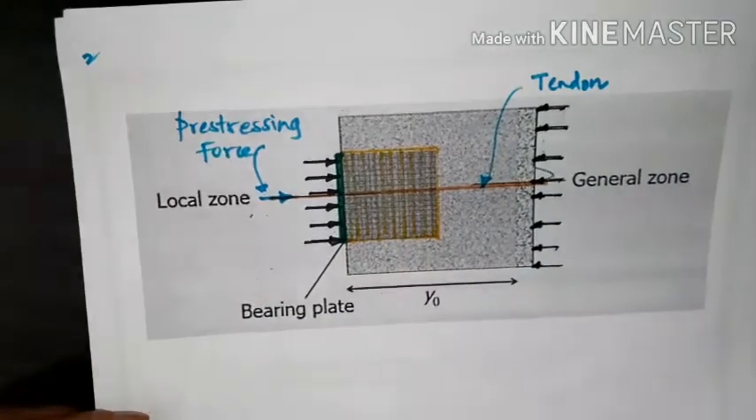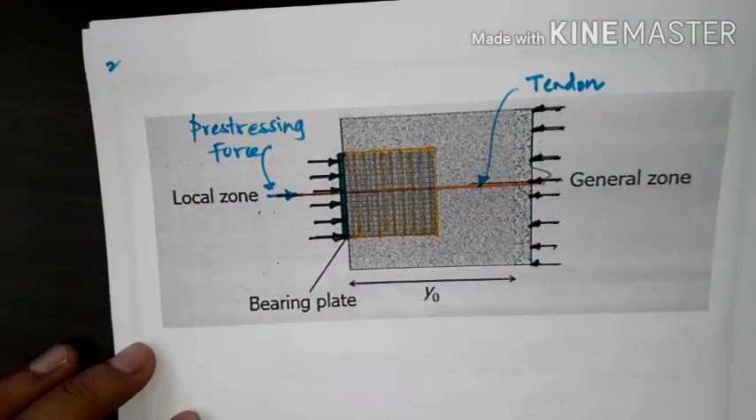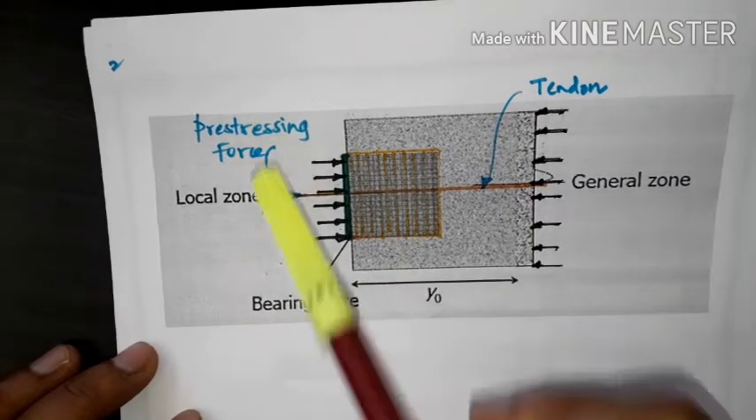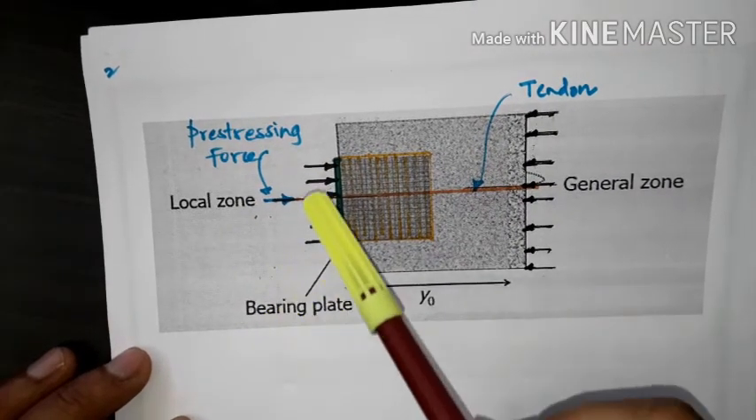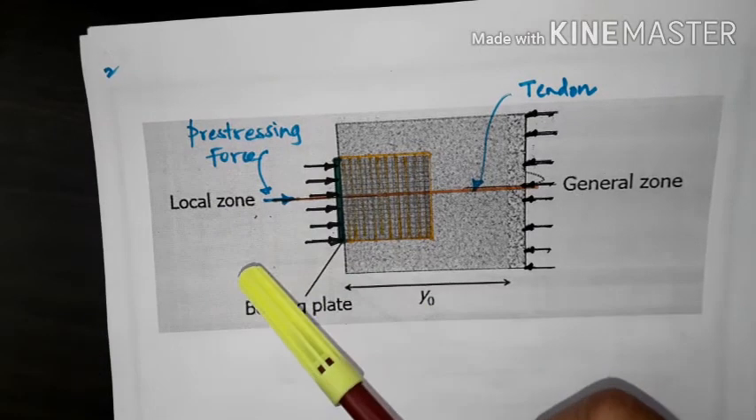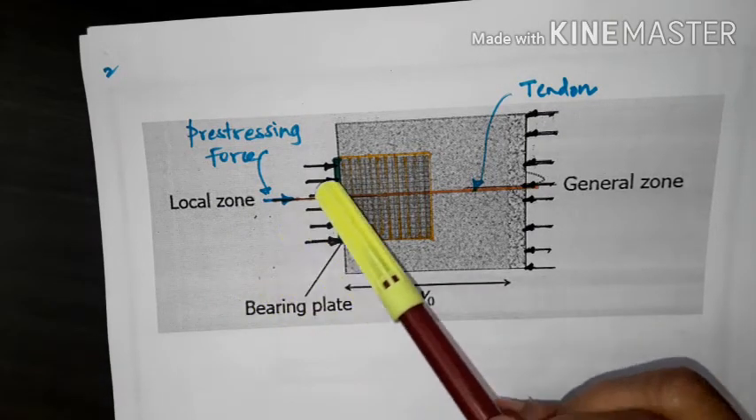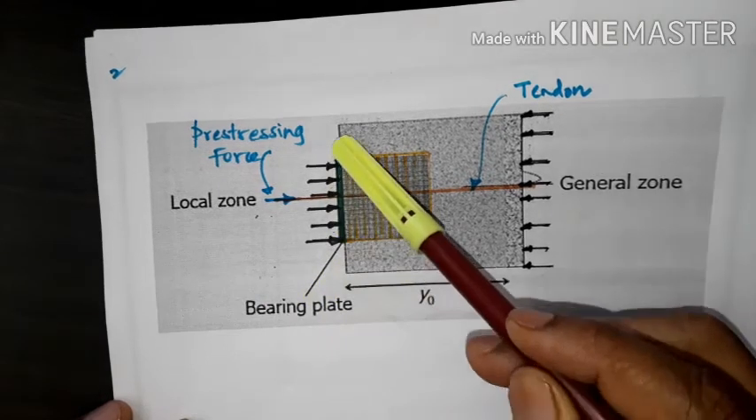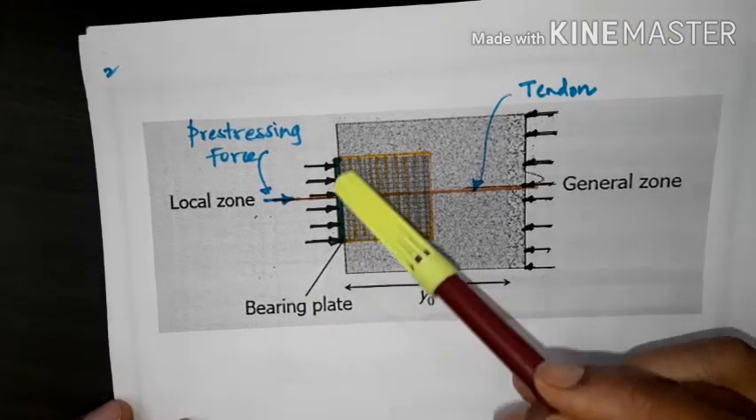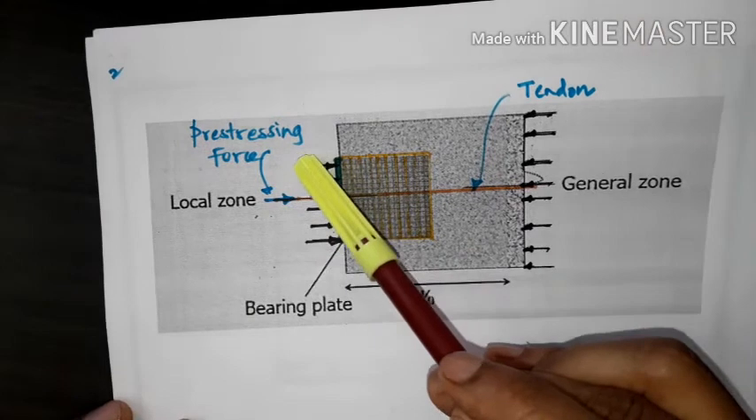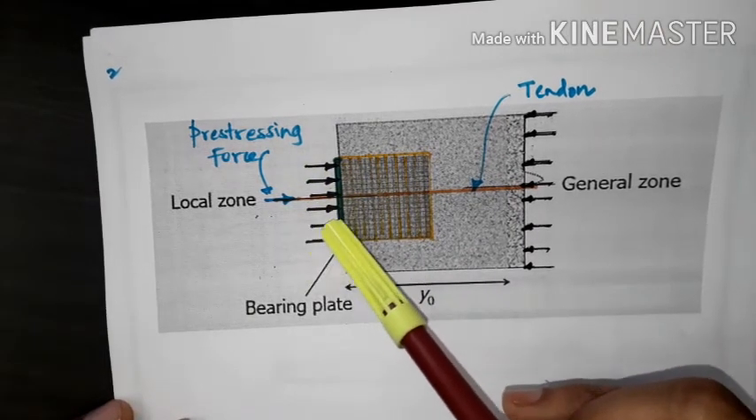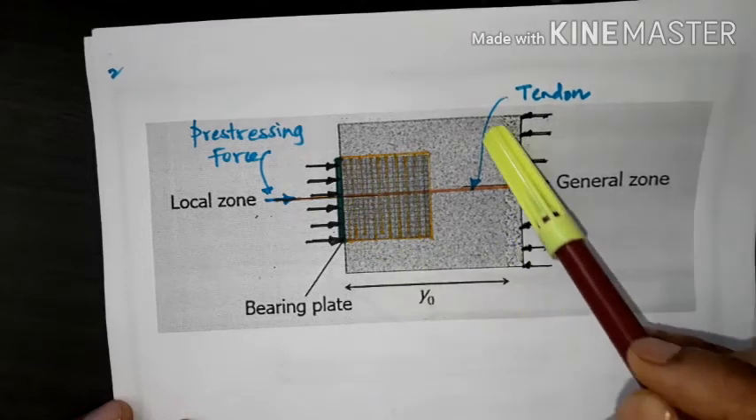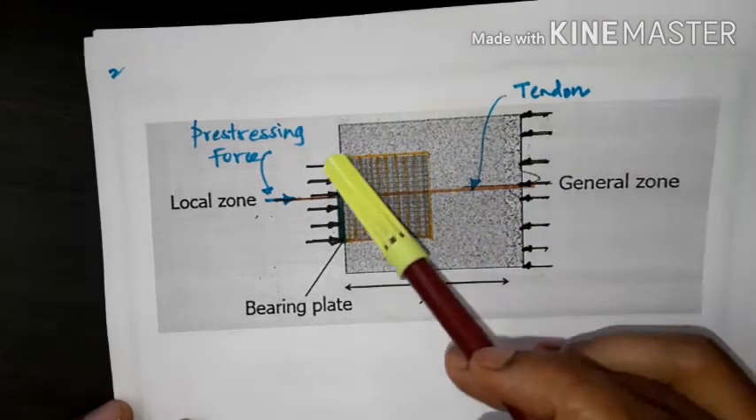Yes, I can show you one more image here. You can see again the beam, we have a tendon and the pre-stressing force. So here is a local zone. Local zone means anchorage zone, where the cable is anchored, and this is a bearing plate. Over that bearing plate the force is applied, and that force will be transferred to the general zone. General zone is nothing but the concrete section.